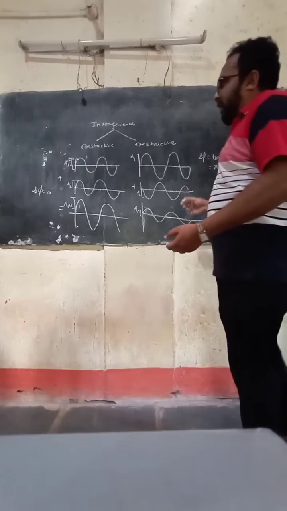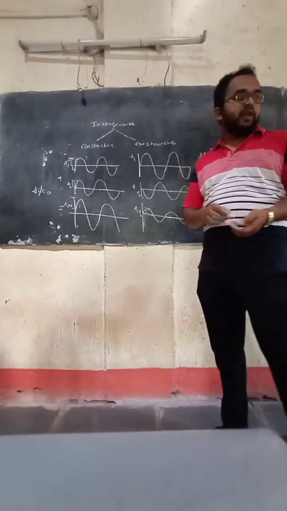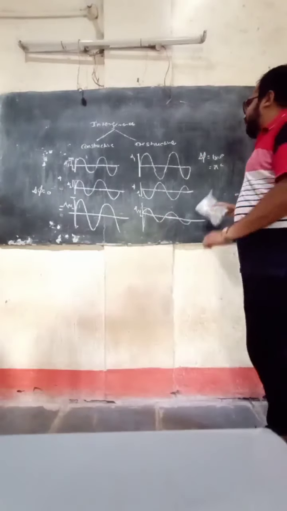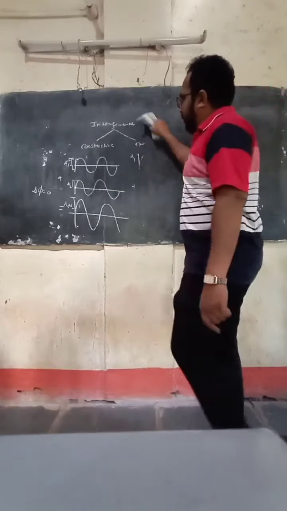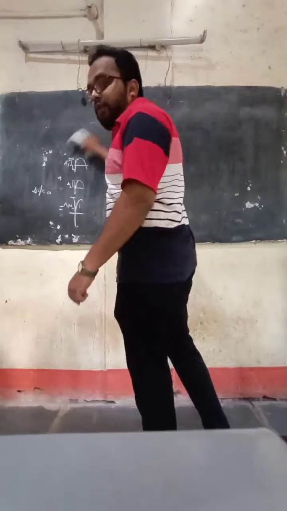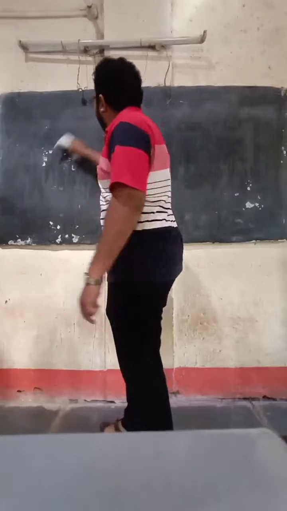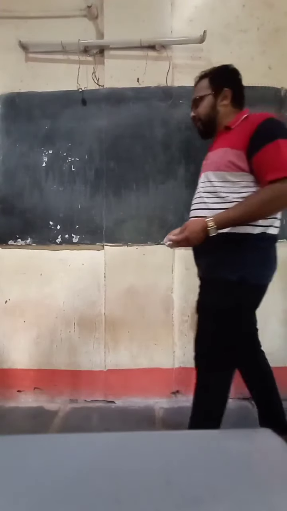So these two kinds of interference are there: constructive and destructive interference. Pause the video in between and write everything. Now we'll see stationary waves.